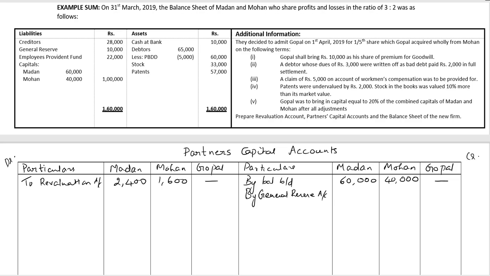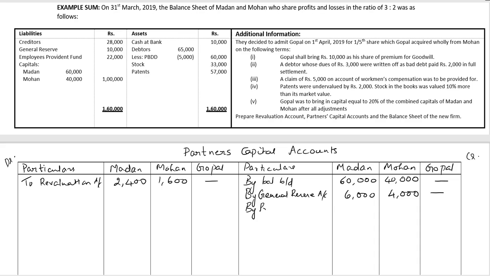$10,000 in OPSR 3:2. So 6,000 for Madan and 4,000 for Mohan. Gopal is bringing in rupees 10,000 as a share of premium for goodwill. But the very first sentence says they decided to admit Gopal on 1st April 2019 for 1/5 share, which Gopal acquired wholly from Mohan on the following terms. So the sacrificing partner is Mohan and not Madan. So the entire premium for goodwill of rupees 10,000 will be credited to Mohan's capital account.